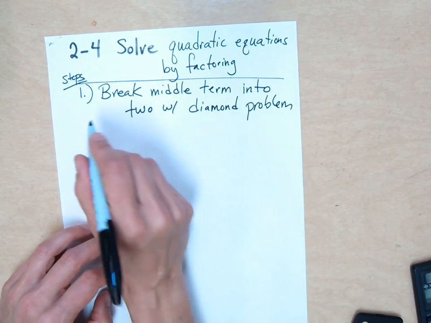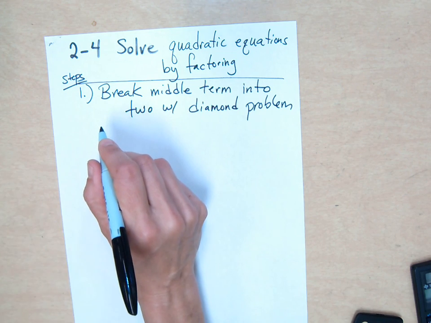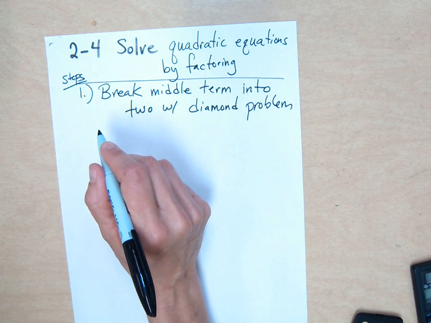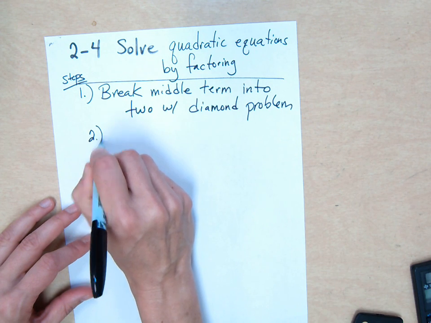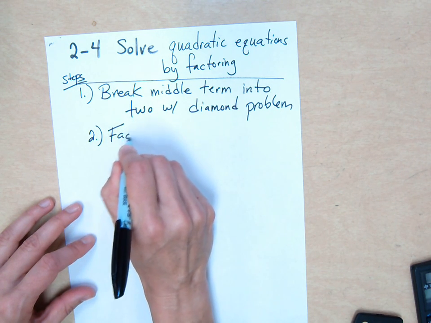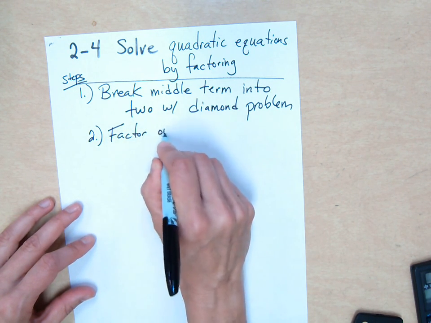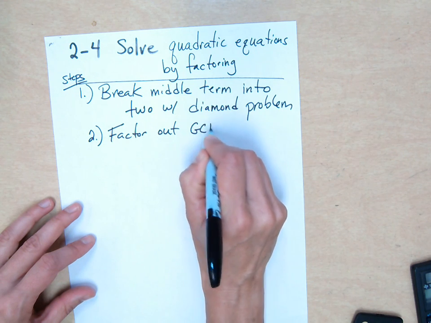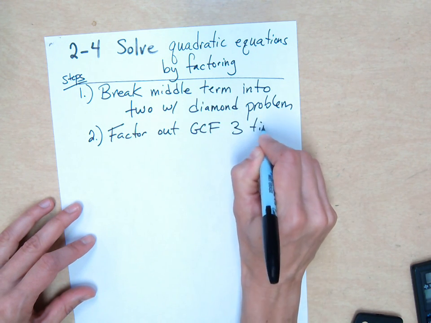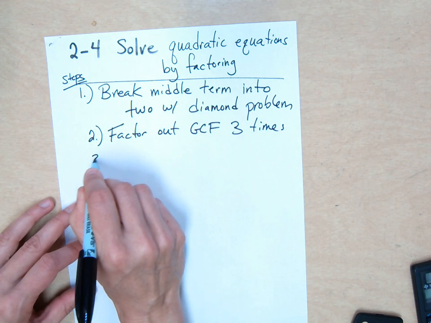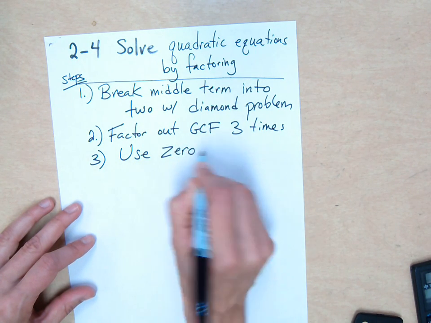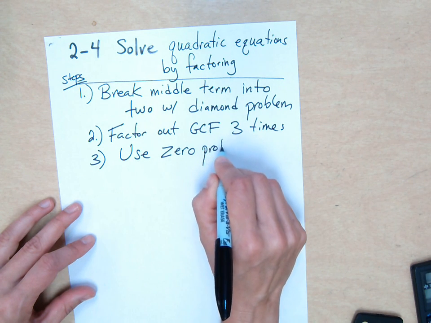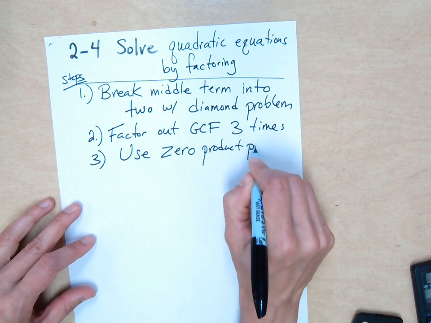That's step 1. Step 2 is factor out the greatest common factor 3 times. I'll show you what I mean. Factor out the GCF 3 times, and the last step is use the zero product property.